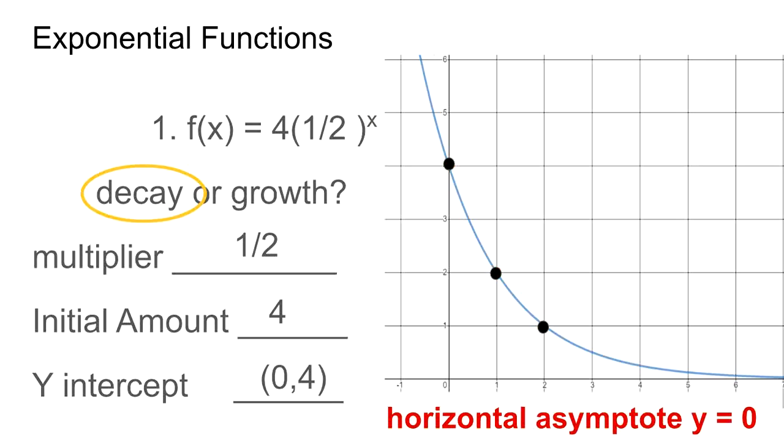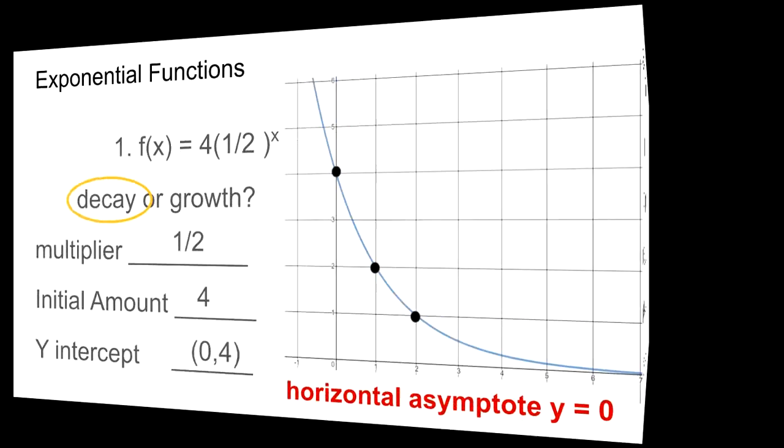Now, another key feature for an exponential graph is this horizontal asymptote. If I take 4 times 1/2 and raise it to a number, well, the thing is, there is literally no number that I can put up here in this x that's going to cause this to equal 0. So this graph is never ever going to touch 0. In fact, there's no way it's ever going to be negative, so it's not going to go below 0.